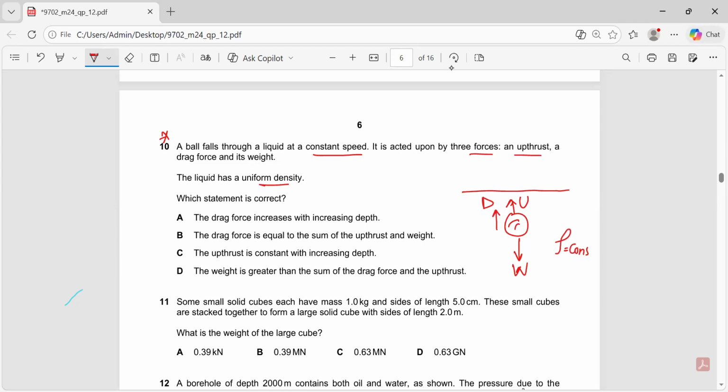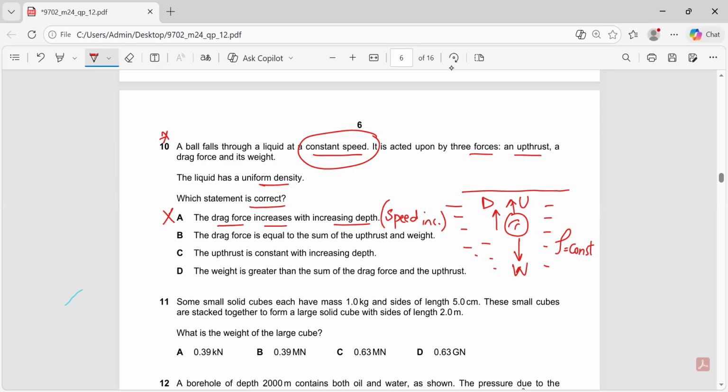The density of the liquid in which this ball is moving down is constant. The question says, which statement is correct? The first option says the drag force increases with increasing depth. Drag force increases if speed increases. This happens when speed increases. But here the statement says the speed is constant. So this option is going to be incorrect.